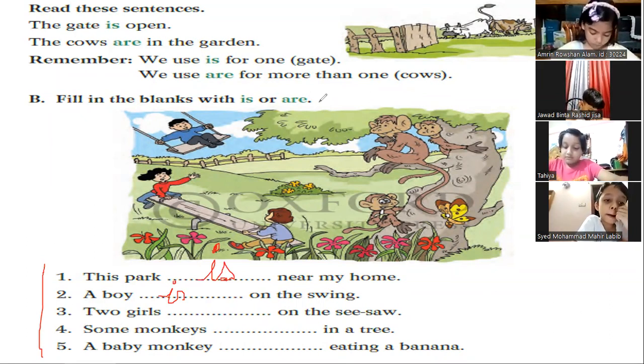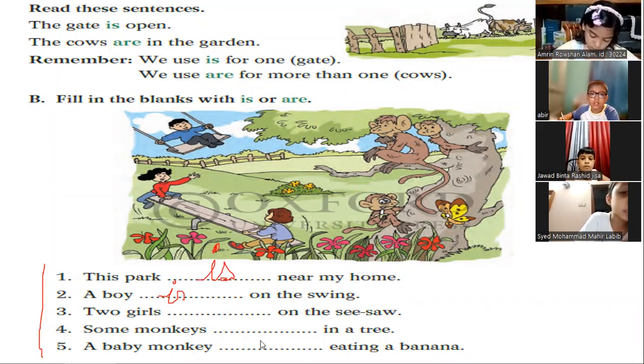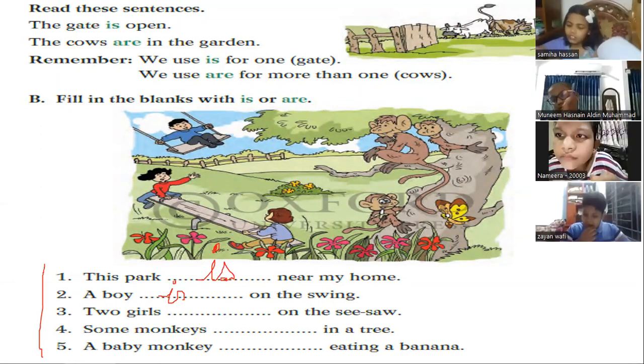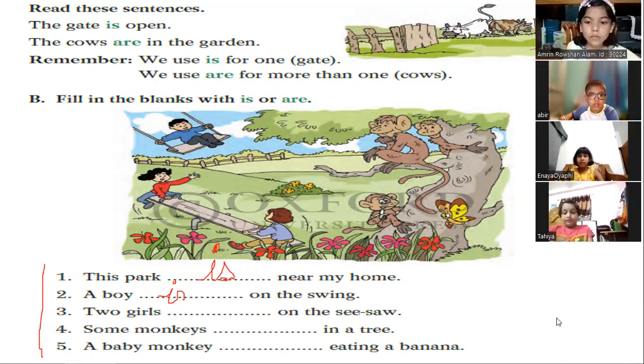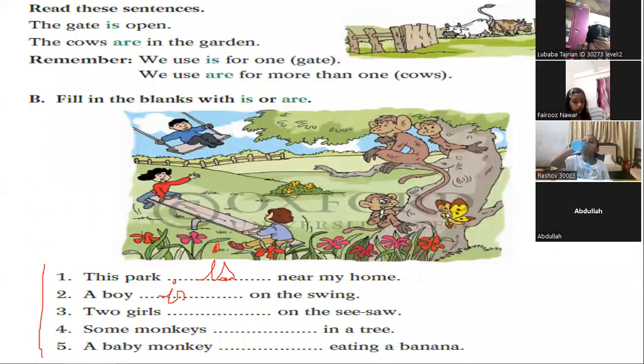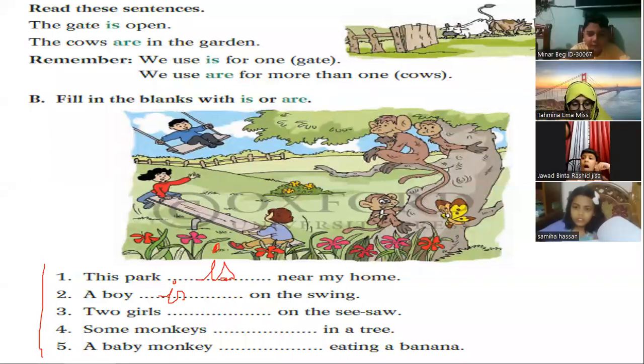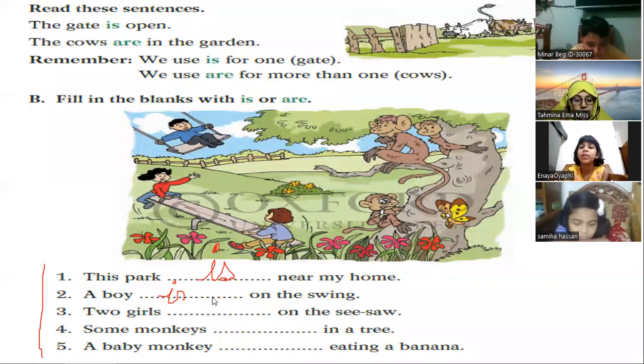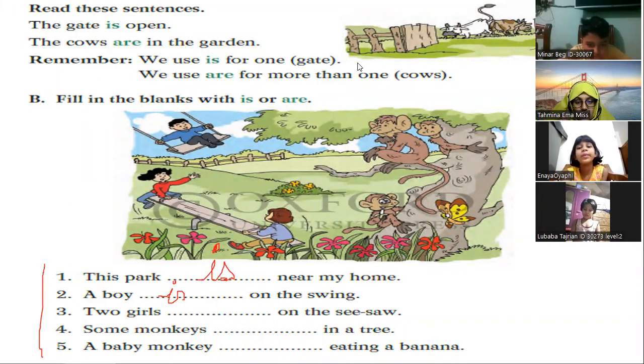Number three. Zawad? Miss, why is Zawad not responding? Miss, Zawad is not responding, but he is confused. I'm looking. Zawad, number three. Yes, miss, what does swing mean? Swing means dolna. A boy is on the swing means a boy is playing on the swing.